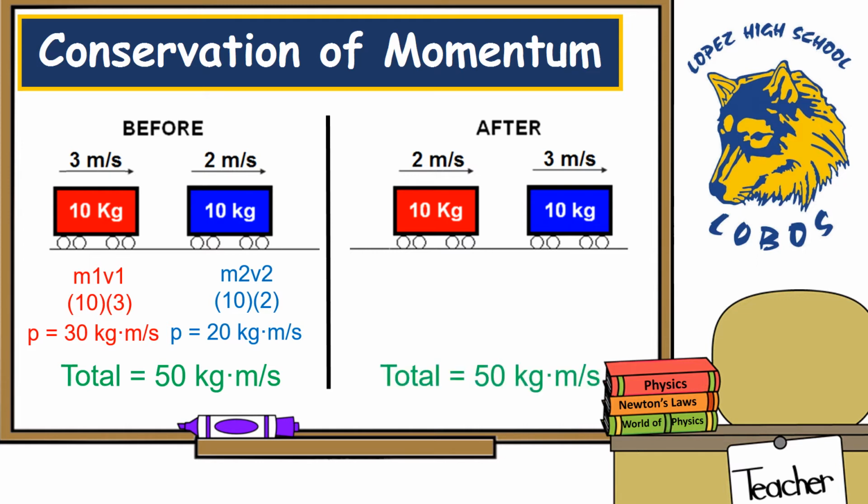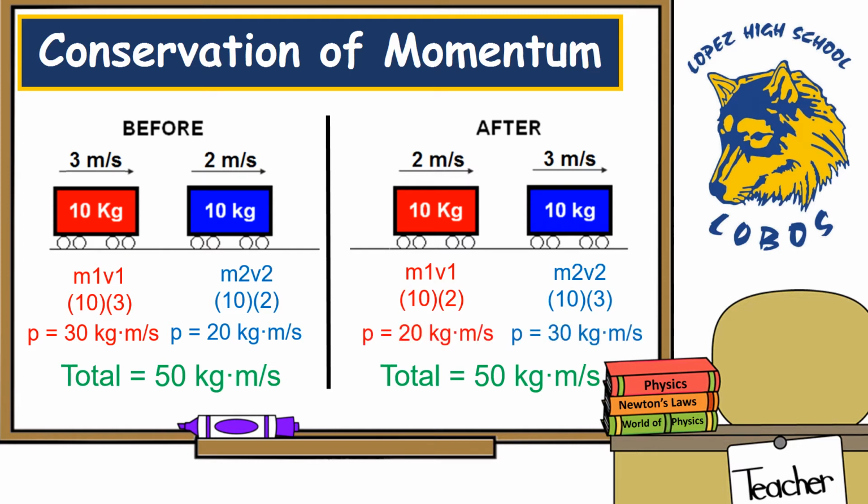Notice that both cars still have the same masses, but now they have different velocities from what they originally started with, thus giving each car a new momentum. However, when added, they still have the same constant total momentum.